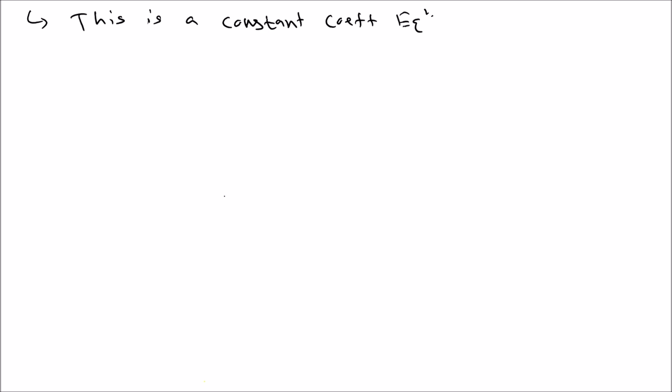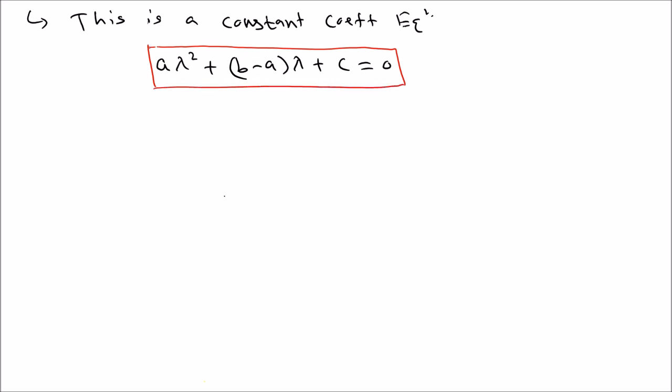We can look at the characteristic equation: a lambda squared plus b minus a lambda plus c equals 0. That's the characteristic equation for the Cauchy-Euler equation under the new transformation. If we know these values, then we know the solutions, because in the t variable we can transform the variable back. This is the characteristic equation, and you can see it is a quadratic in lambda.